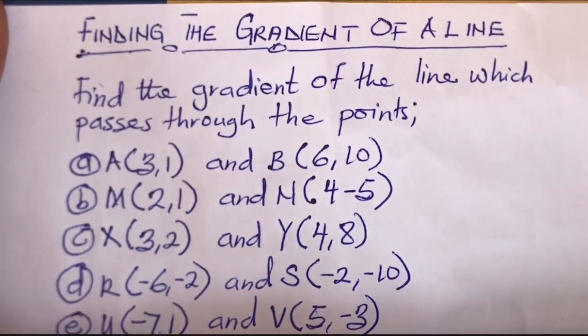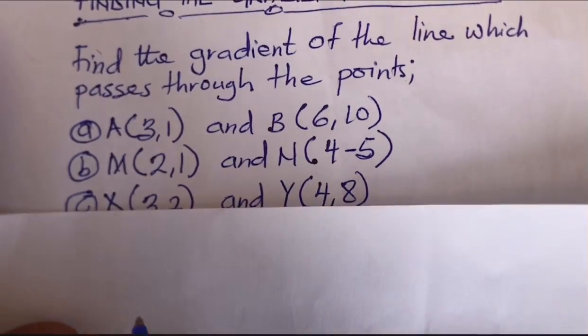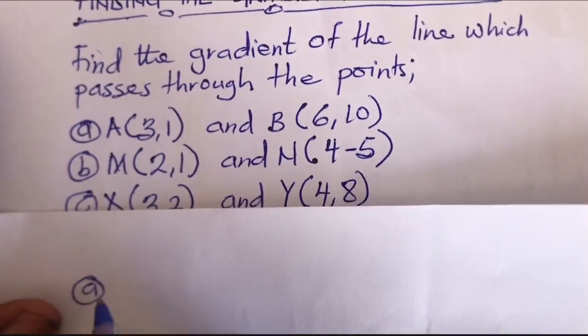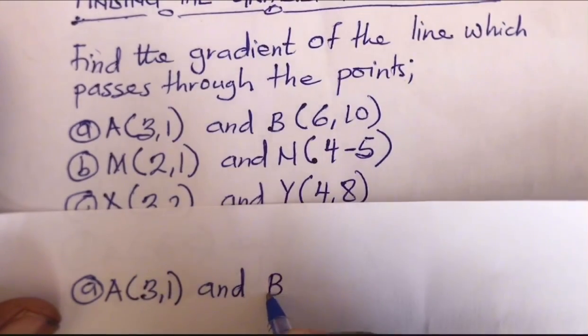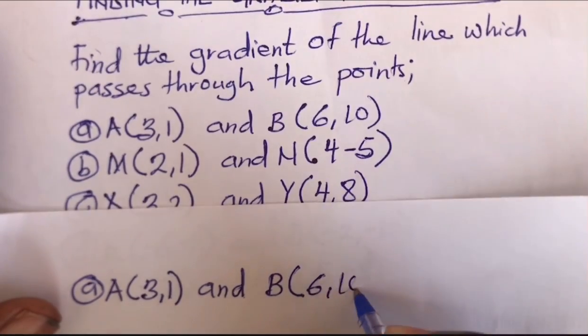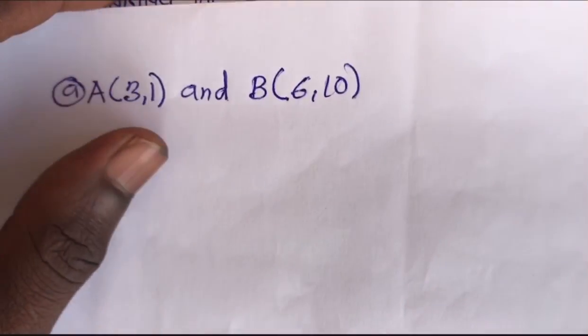So let us rewrite the question again. The question is: A is (3, 1) and B is (6, 10). Let's solve this question and see.